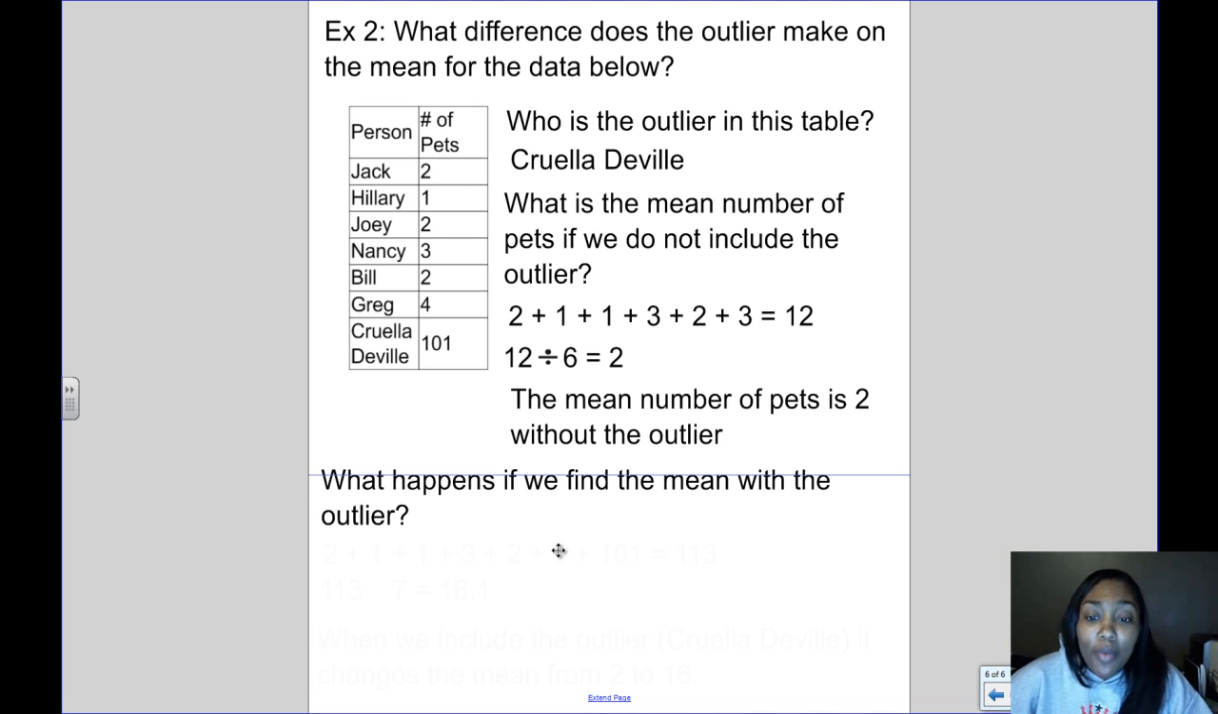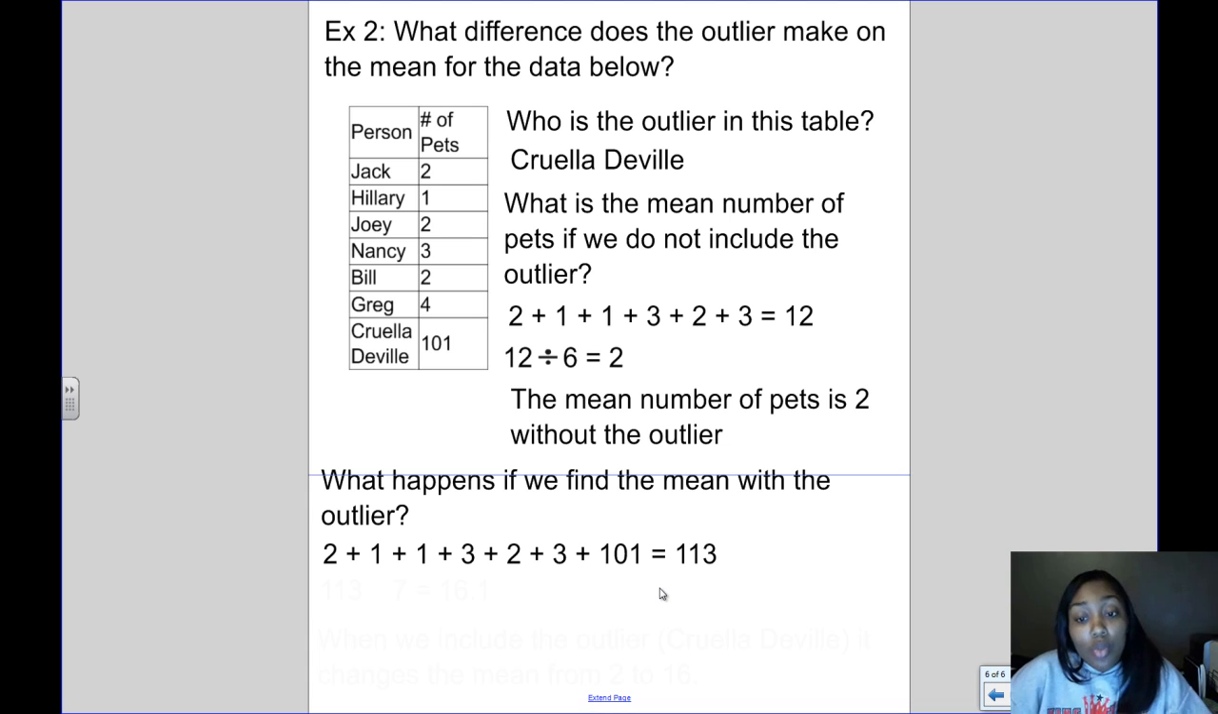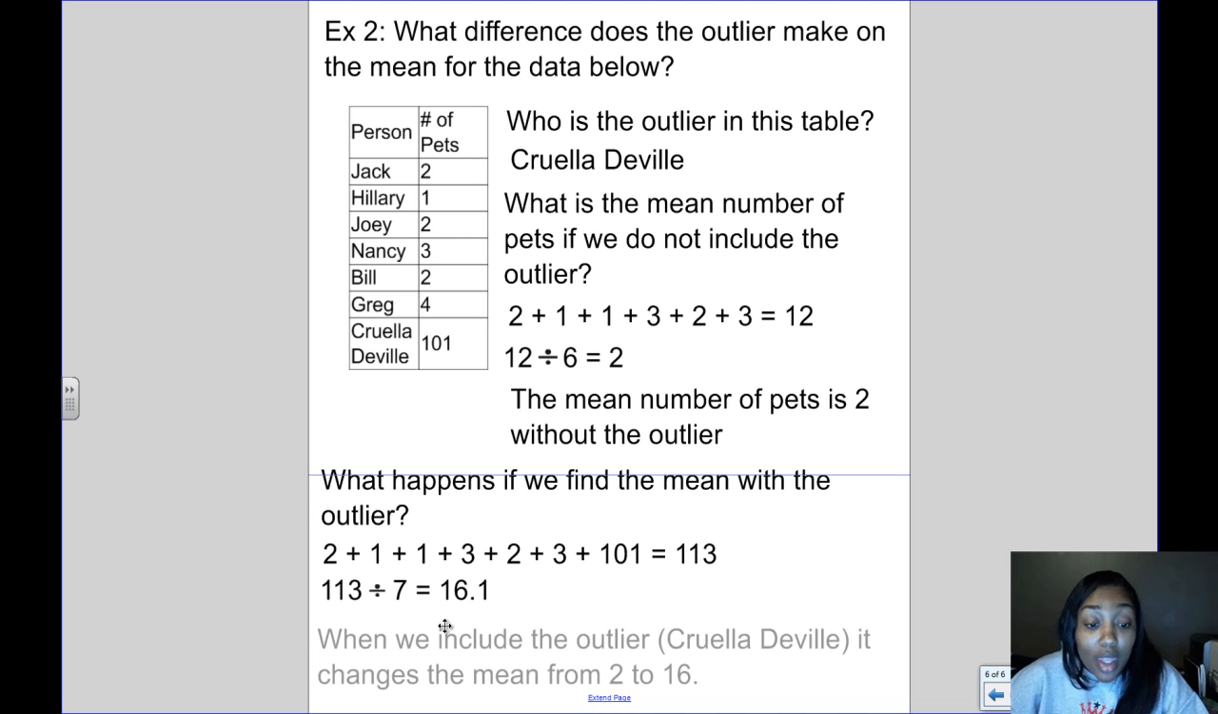But what happens if we find the mean with the outlier? If we do include Cruella de Vil in our mean, how will that change the mean? The first thing we have to do is add up all of the values, including the 101, which will give us 113. Then we're going to take 113 and divide it by 7, which gives us about 16. So when we include the outlier, Cruella de Vil, it changes the mean from 2 all the way to 16.